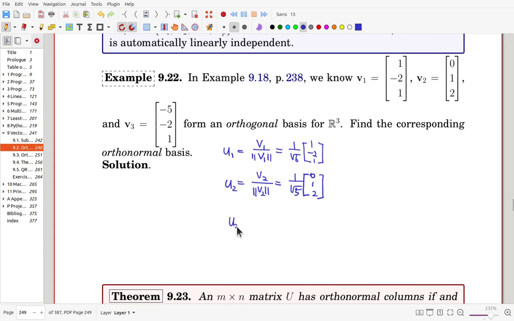How about the last one? U3 is V3 normalized by the V3 norm. Here 25, 4, 1, okay, 30. So it is square root of 30, and V3, which is (-5, -2, 1). So we found the corresponding orthonormal basis. They are orthogonal, whether normalized or not. But after normalization, the length of each vector will be 1. So these 3 vectors will form an orthonormal basis.